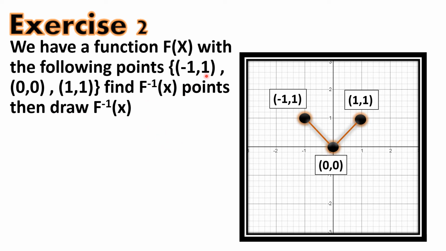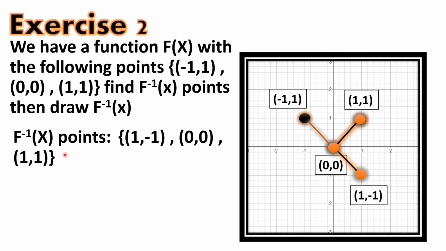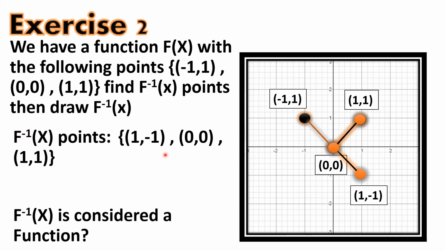Okay, the first point will be 1 and negative 1. We switch the two. It will be 1 x, negative 1 y, will be here. Second point will be 0 and 0, the origin. And the third point will also be 1 and 1. Okay. This is a new point of f inverse of x.